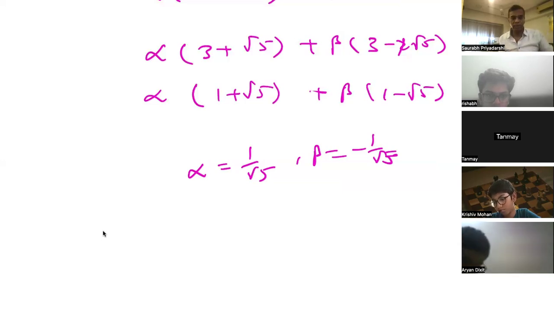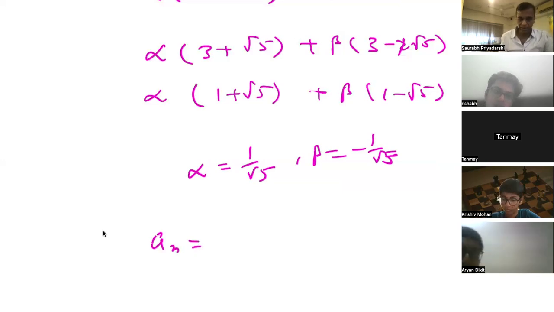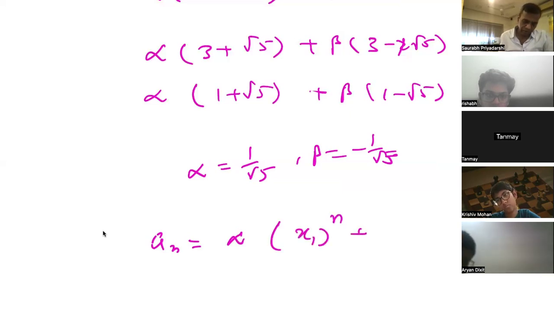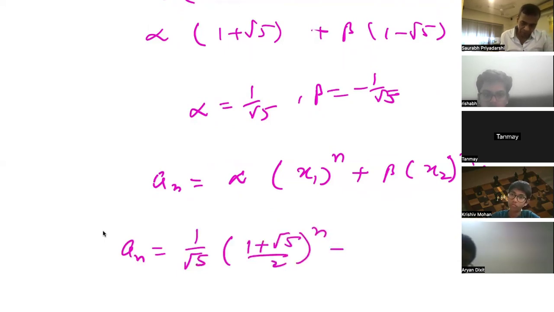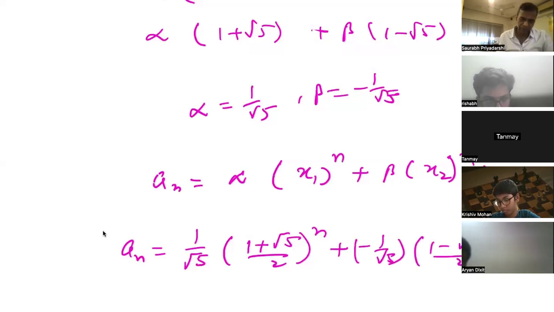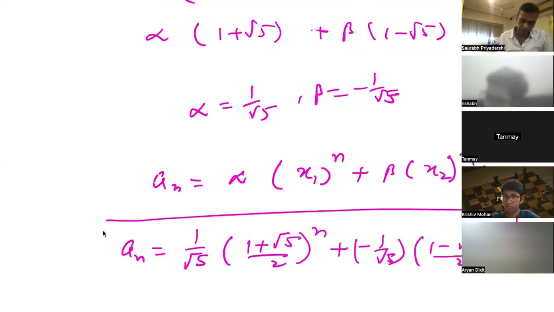Now, if you are getting alpha and beta, then you have to write a_n is equal to alpha x1 to the power n plus beta x2 to the power n, right? Now put the value: alpha is 1 by root 5, (1 plus root 5 by 2) to the power n, plus beta, minus 1 by root 5, (1 minus root 5 by 2) to the power n. This is your recursion relation.